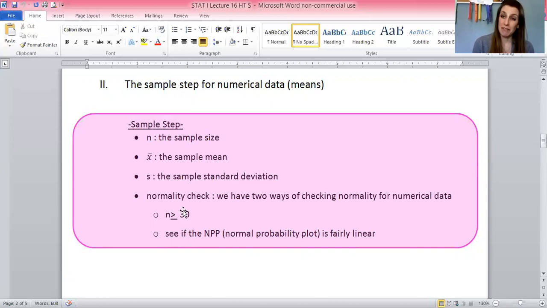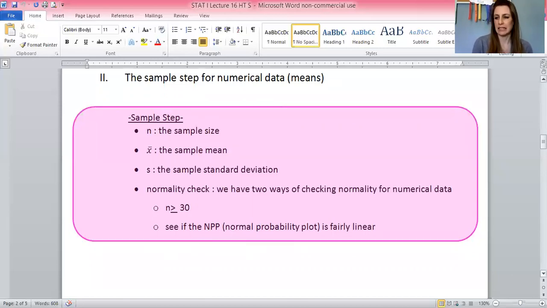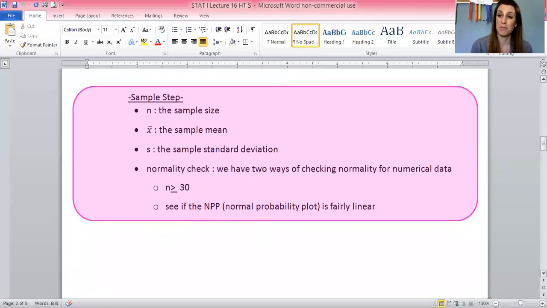Or if we don't have n is greater than or equal to 30, but we do have raw data, then we can go ahead and have our calculators draw out the NPP for us. That's my normal probability plot. So remember, we have to put the raw data into a list and then go to the stat plot, ask for the NPP, and then you hit that zoom number 9. That's how you get anything from the stat plot. If it's fairly linear, it doesn't have to be perfect, but if it looks fairly linear, then you can go ahead and say, yes, it's normal. Okay. That's for my numerical data.